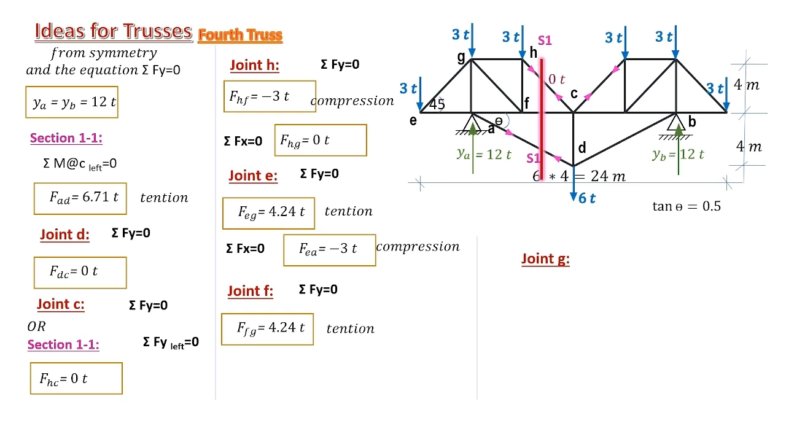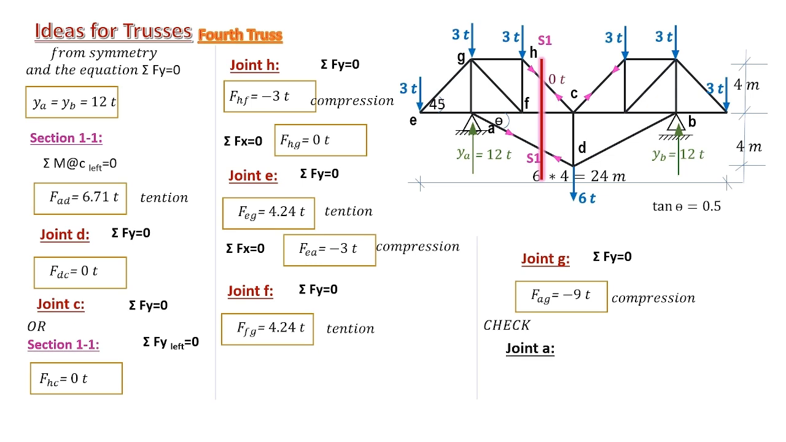For joint G, we know that we already computed GE from joint E, GF from joint F, and in the Y direction we are only left with AG unknown. So considering the Y direction, we can get this unknown. GH in the X direction is previously computed from joint H. We can have a check, any check you are convenient with.